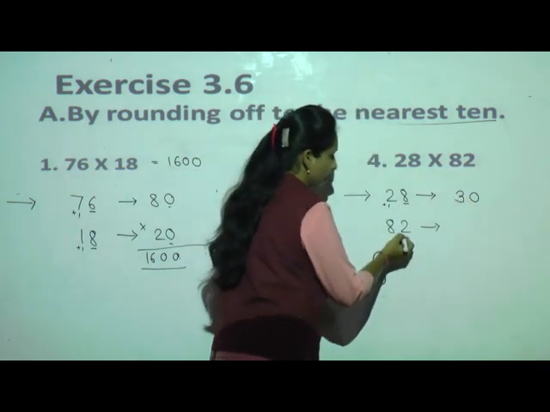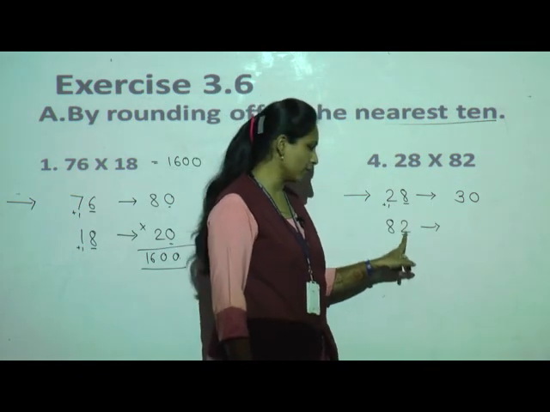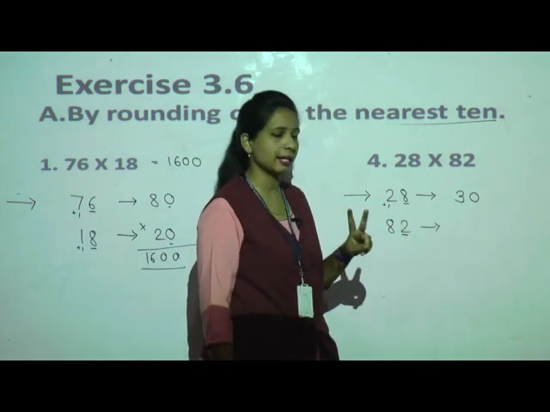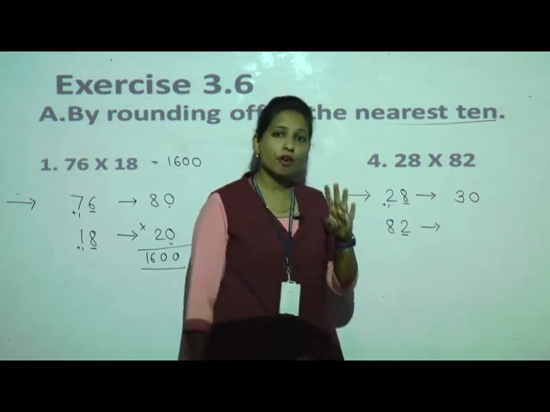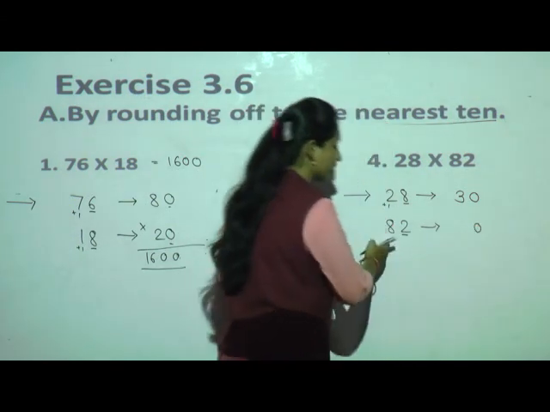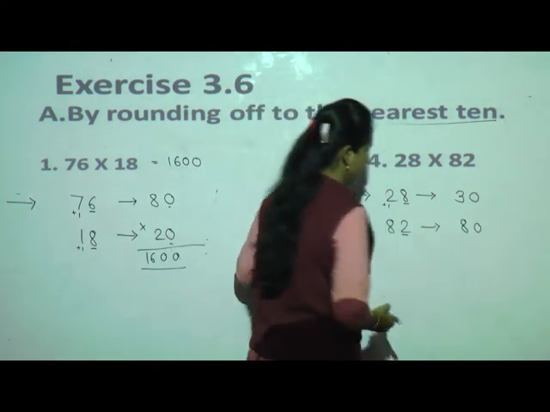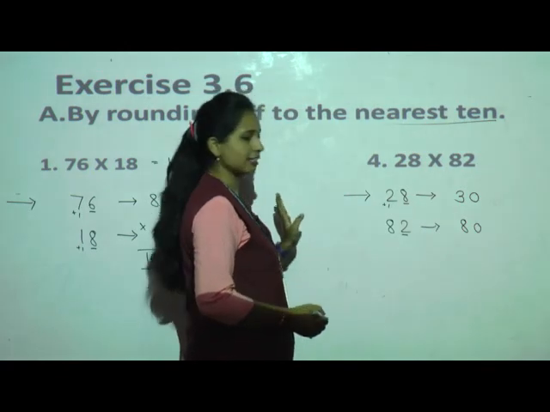Okay. Now the next number, 82. Underline the ones place. What is there at ones place? 2 is there. If it is 4 or less than 4, place the 0 at ones place without changing the tens place. So we should not change the tens place. Okay, we have written it as it is.